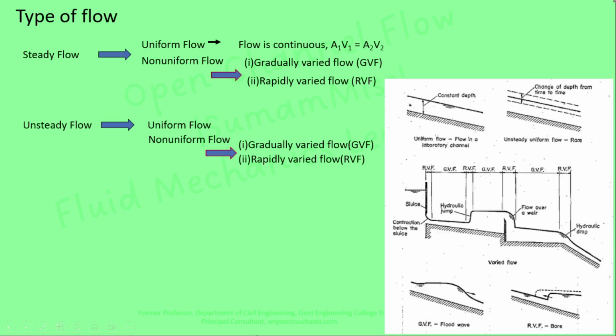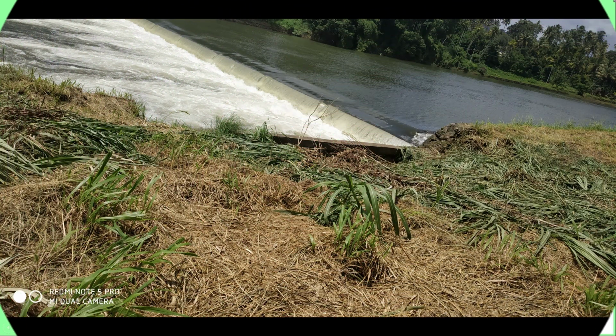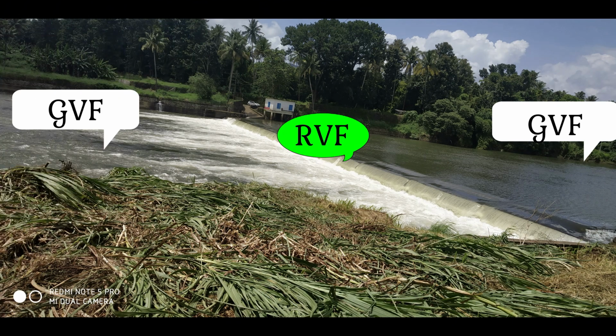So this figure represents the combination of rapidly varied flow and gradually varied flow. Here also the continuity equation is valid. So if you are taking the different sections, A1 V1 equal to A2 V2, that is valid because it is steady non-uniform flow. You can also note that whenever rapidly varied flow occurs, it occurs for a short stretch, whereas gradually varied flow occurs for a long stretch.